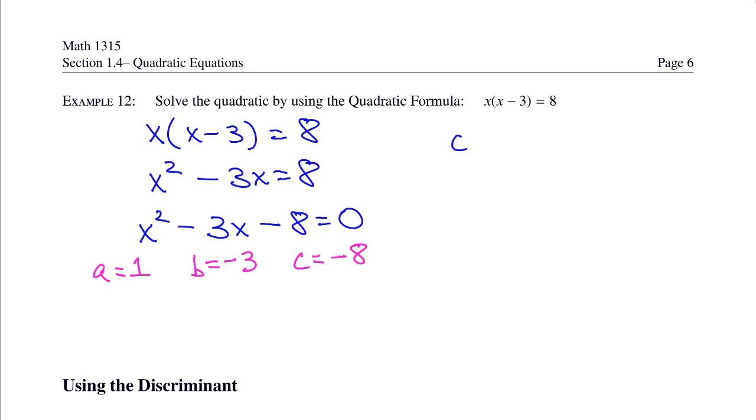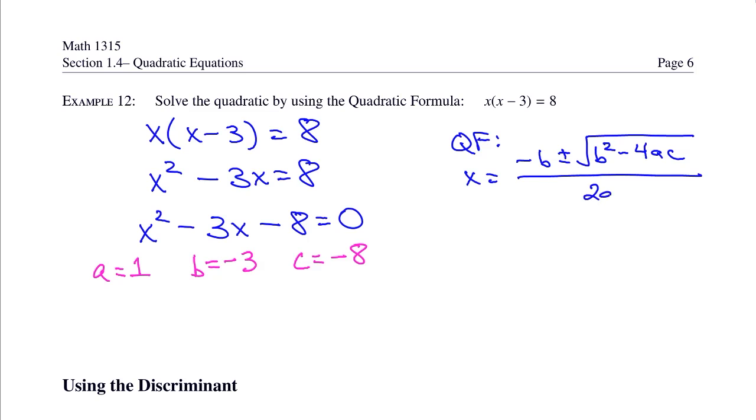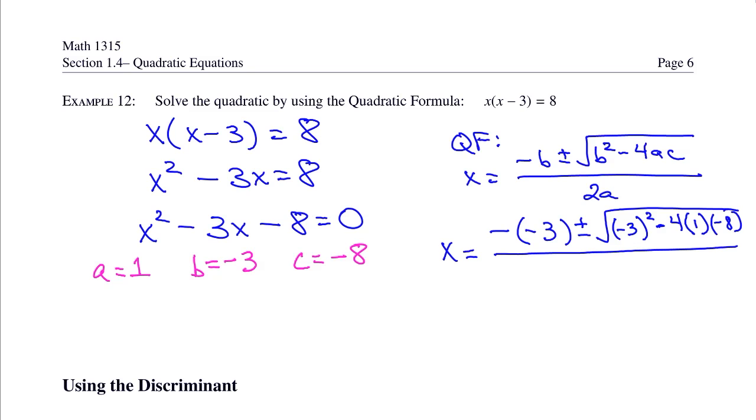So the quadratic formula, of course, is x equals negative b plus or minus the square root of b squared minus 4ac over 2a. So x is going to equal negative, and then the b is negative itself. It's negative 3, so we've got to put that in parentheses. Plus or minus the square root of negative 3 squared minus 4 times 1 times negative 8, divided by 2 times 1.